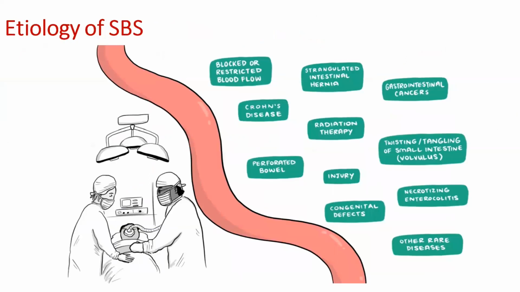Again, what is the etiology for short bowel syndrome? Blocked or restricted blood flow to the small intestine, Crohn's disease, perforated bowel, intestinal hernia, radiation therapy, injury, congenital defects, gastrointestinal cancers, twisting and tangling of the small intestine, then necrotizing enterocolitis, then other rare diseases.